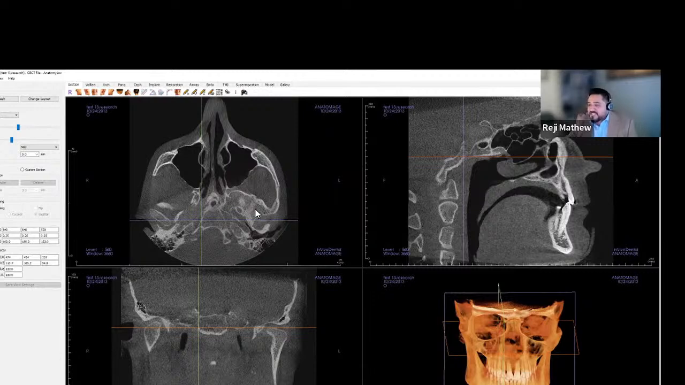Why cone beam CT became so famous is not because of the diagnostics. Personally, I think it's mostly because of implants. The implant industry was becoming so big that it guided CBCT to explode really quick and really fast.